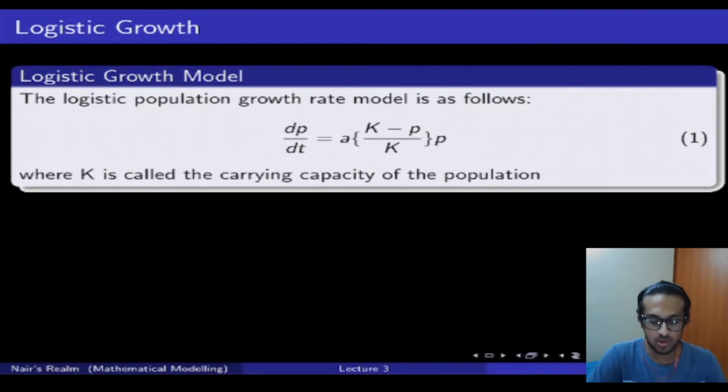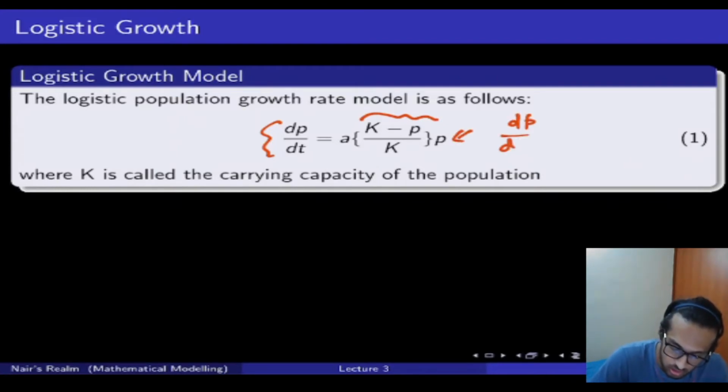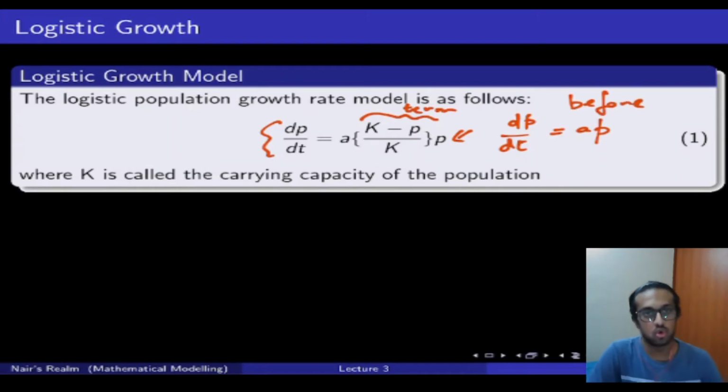Now, the logistic growth rate model is defined as follows. The rate of change of the population, that is dP/dt, is equal to a into this sum term into the population. If you see from the previous exponential growth rate model, this is what the model was before. Now we've added some term here to the exponential growth model, and this new model is called the logistic growth model.